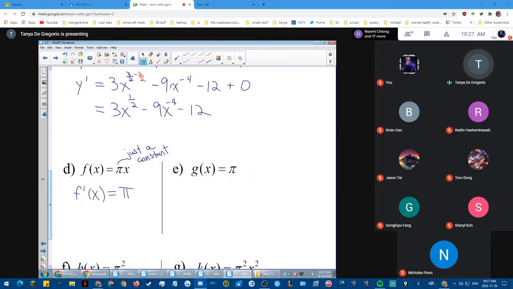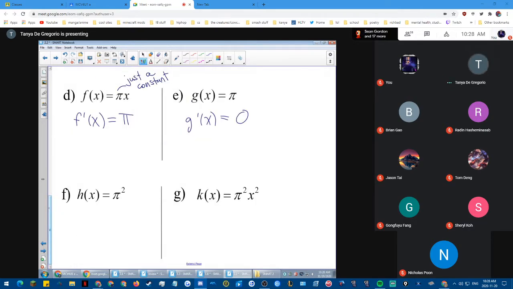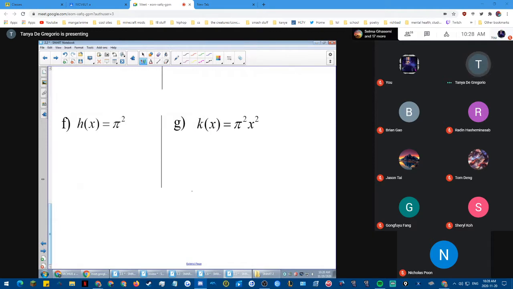What's the derivative here? Good. Do you know how many times on a test I see 1? It's 0. Pi is not a variable. It's just a number. Okay, so be very, very, very careful, okay? Pi squared? 0. Good.